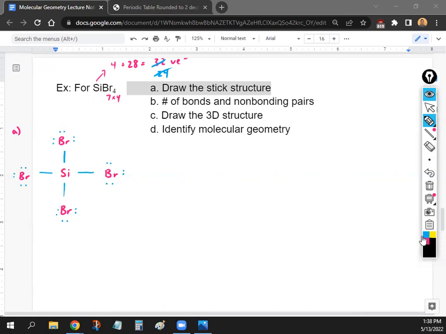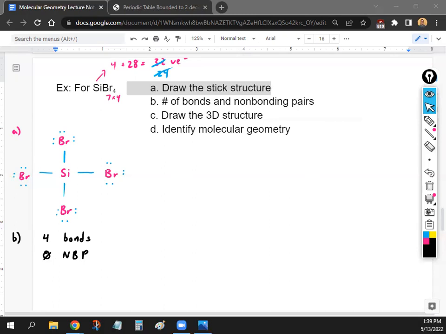Okay, so let's do part B now, the number of bonds and the non-bonding pairs. So for this part, we only look at the middle atom. So if we look at the middle atom, how many lines are coming out of it? 4. So that means we have 4 bonds. Do you see any dots on the middle atom? No, right? So that means we have 0 non-bonding pairs. Okay, so there you go. That's part B.